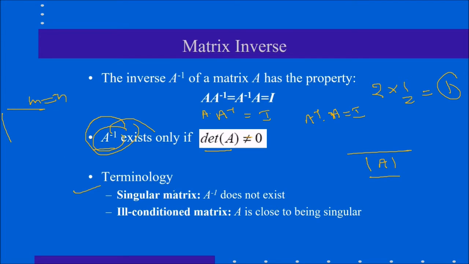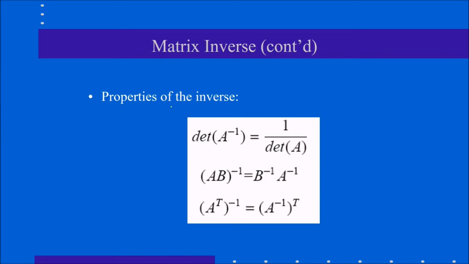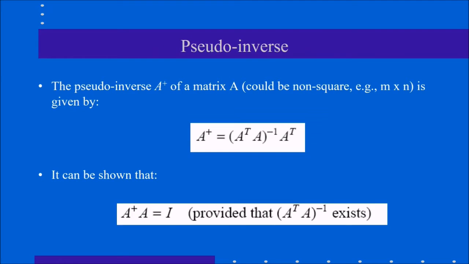The terminology here: a singular matrix means A inverse does not exist, and an ill-conditioned matrix means A is close to singular. There are properties of the inverse: determinant of A inverse is equal to 1 by determinant of A. (AB) inverse is equal to B inverse times A inverse. You will get the same value if you take the multiplication AB and invert it, or invert B first and multiply by A inverse. A transpose inverse is nothing but A inverse transpose.